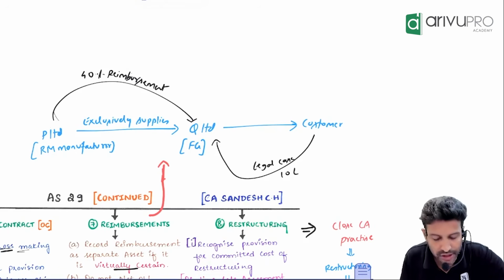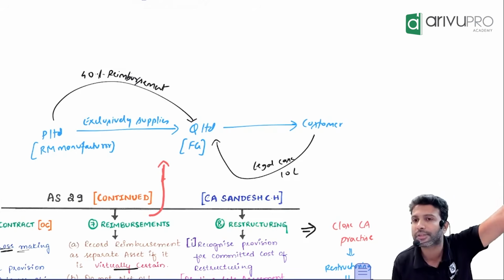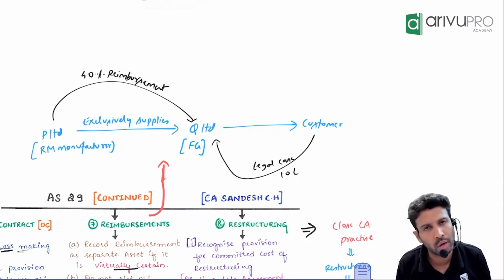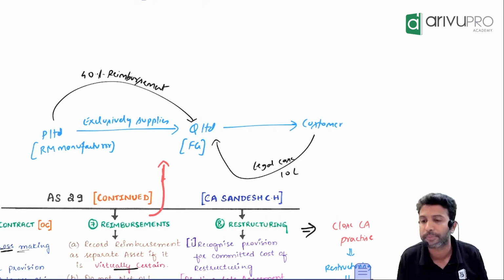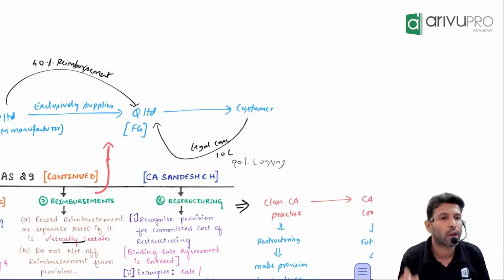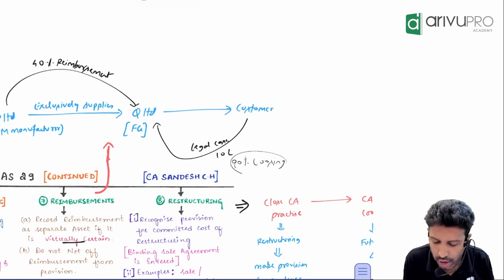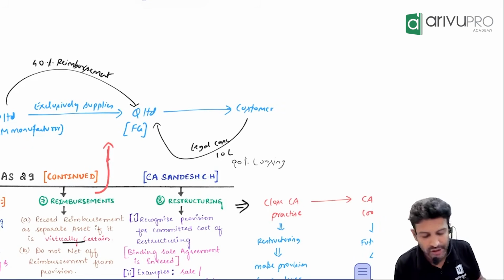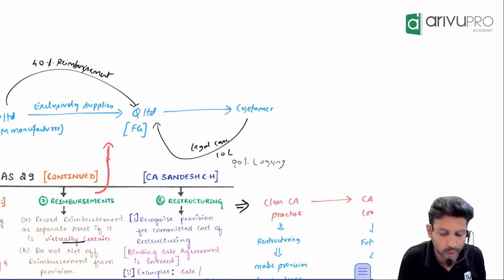40% of that compensation, P will give it to Q. This is the arrangement. Are we okay with this? Now, one customer filed a case against Q Limited demanding how much compensation? 10 lakh. The lawyer is saying 90% chance of losing. For Q Limited, it's a probable obligation here. 90% chance of losing means it is probable. That means what should Q Limited do?